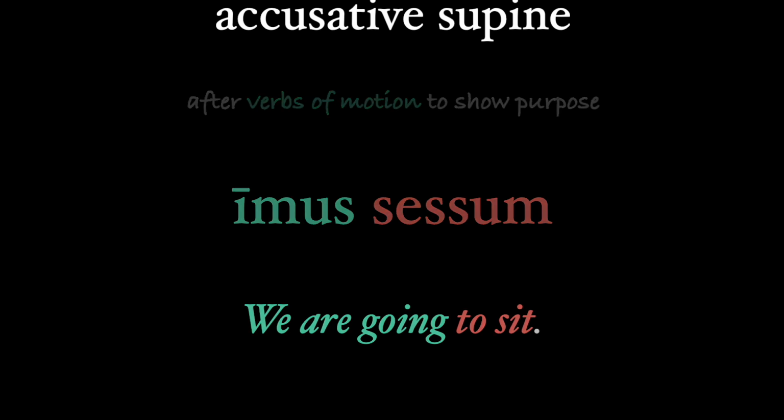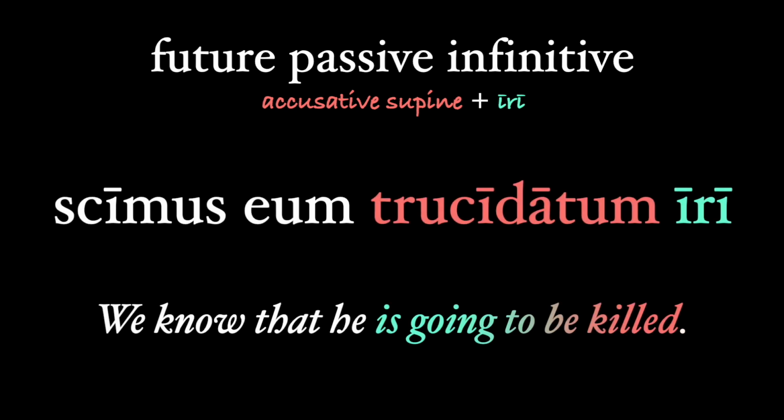And so this use gives rise to the future passive infinitive, the accusative supine plus iri, the present passive infinitive of eo. Scimus eum trucidatum iri. We know that he is going to be killed. It's practically impossible to translate this literally.